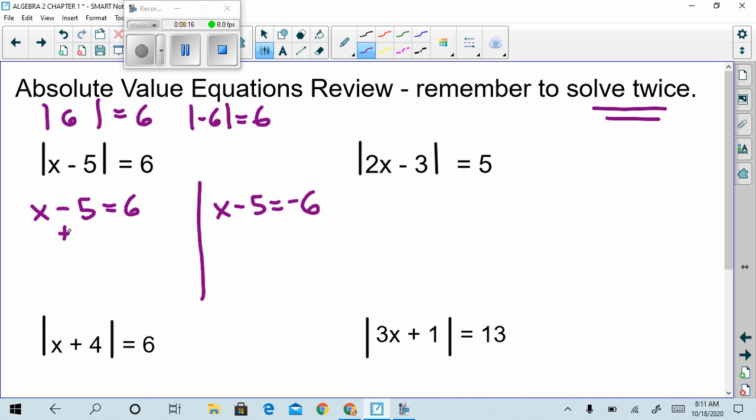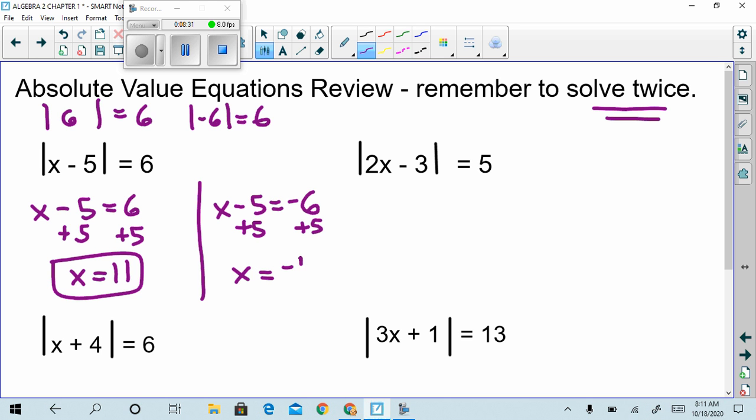So I'm going to add 5 to both sides. I get x is equal to 11, one possibility. And my other is to add 5 once again, but this time I have negative 6 plus 5, so x is equal to negative 1. I will get two solutions when I'm solving absolute value equations and inequalities, which we probably will not get to today. I'm going to take away the symbol and solve it once.